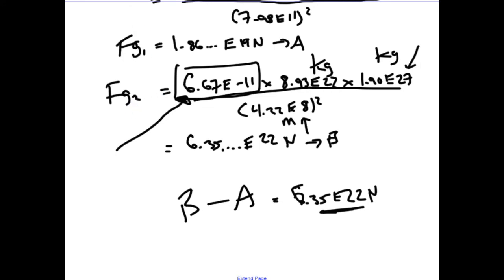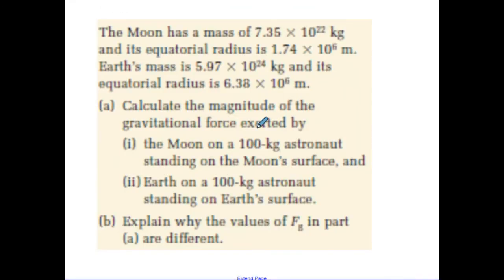Okay, my video's at 50 minutes. I'm going to call it quits here. Here's where we're going to finish. I've got an example for you to try. Basically, I'm going to give you a radius of the moon and a mass of the moon. I'm going to give you the same thing for Earth's radius and Earth's mass.